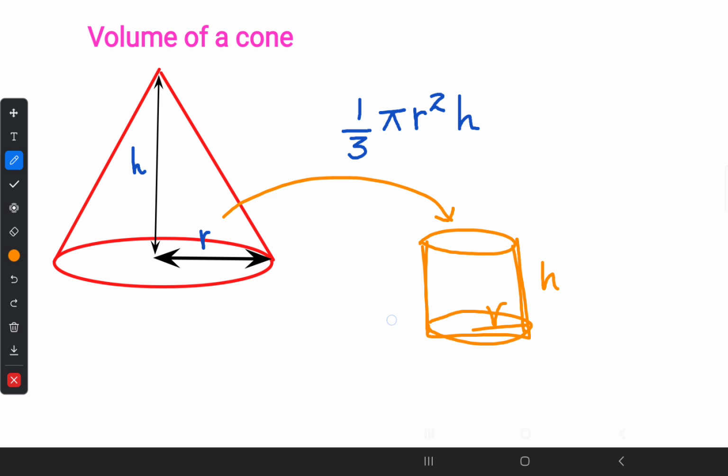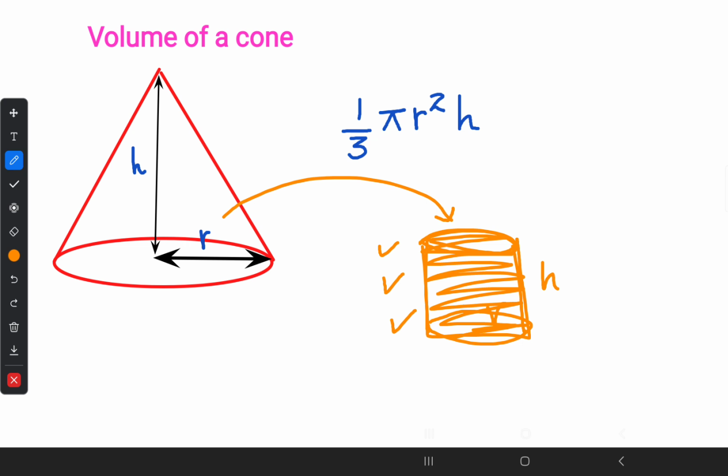Thereafter, a second time, you fill water into the cone and pour that inside the cylinder. Thereafter, a third time, you fill the cone again with water and it goes into the cylinder. When you pour the water thrice into the cylinder, this cylinder will be totally filled with water.